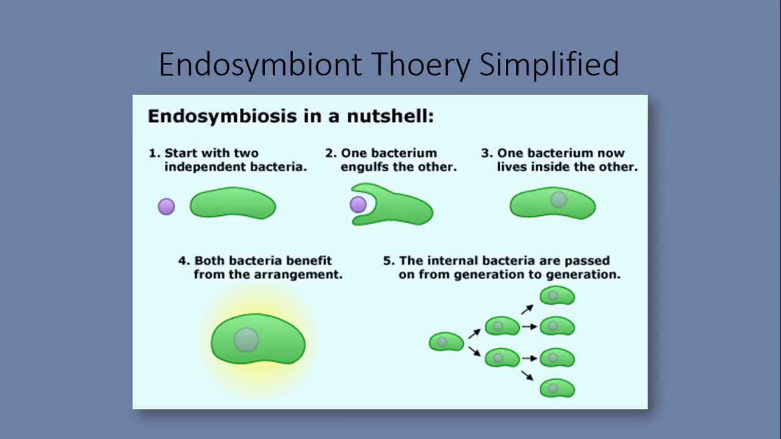Now here is a simplified version of the endosymbiont theory. You have two independent bacteria. One engulfs the other, and then the one that is engulfed ends up living inside of the other. Both end up benefiting from the arrangement, and as subsequent generations are produced, the bacteria is just passed on from generation to generation.